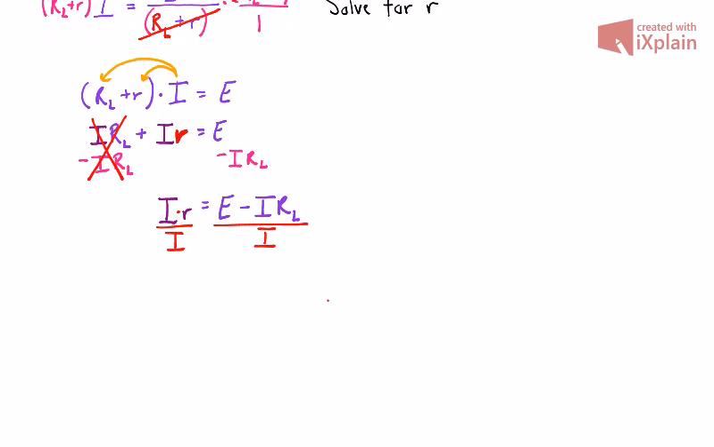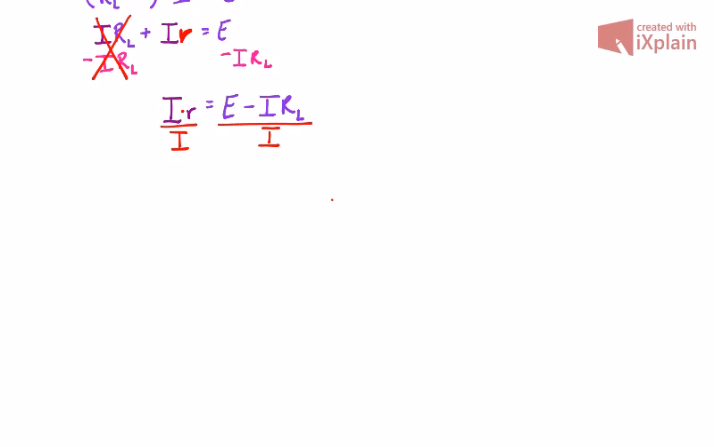And our final solution, let me move this up so I have a little bit more space, is our lowercase r is by itself, and it is equal to capital E minus capital I times capital R sub L all over capital I. We can stop here. Remember that a common urge for some people is to say, oh, I have an I in the top and an I in the bottom, I can reduce them. But in this case, you are canceling by terms, not by factors. So our solution will actually look like this.